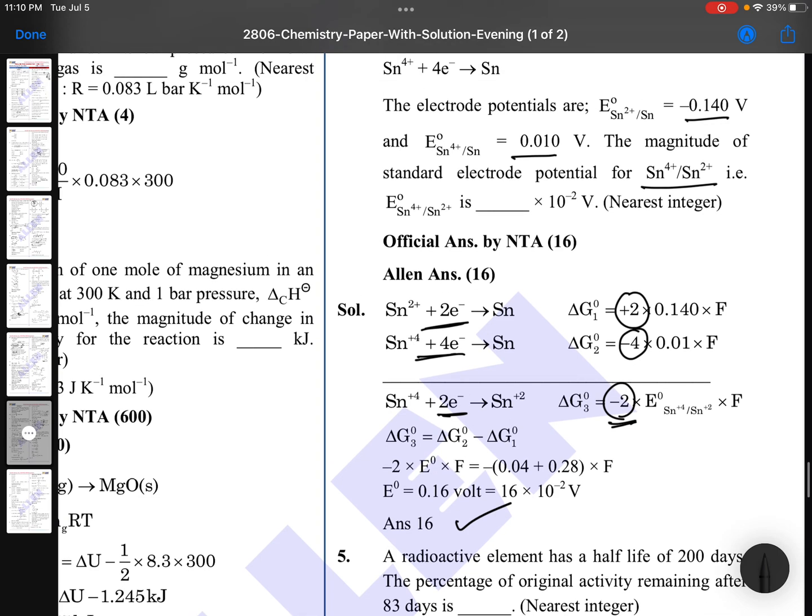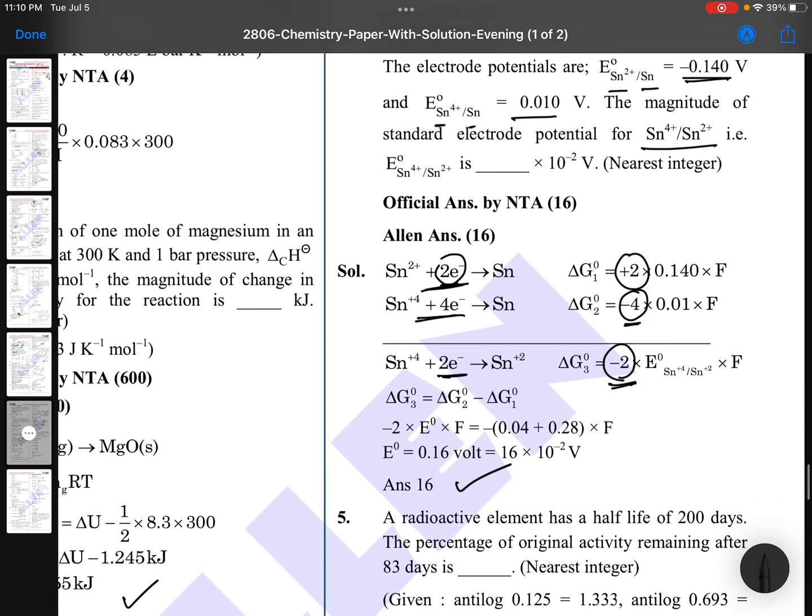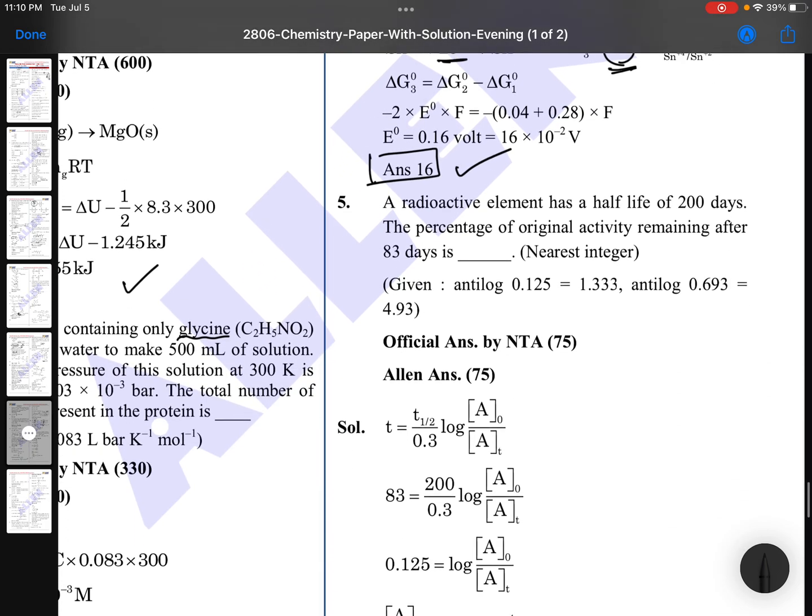This is one interesting question you can see. Sn plus 2 to Sn is minus 0.4. And whatever the value is there, you need to multiply by 2 because here 2 electrons are involved. And here plus 4 to 0, so here multiply with 4. And then you can apply Hess law. Okay, now the number of steps is equal to multiple steps, you will get the answer. Okay, this question we were missing in that one.